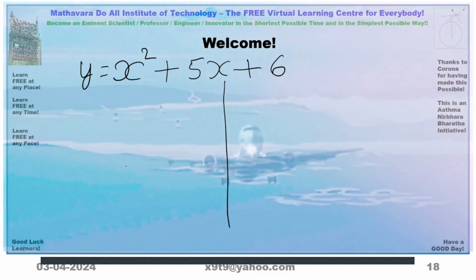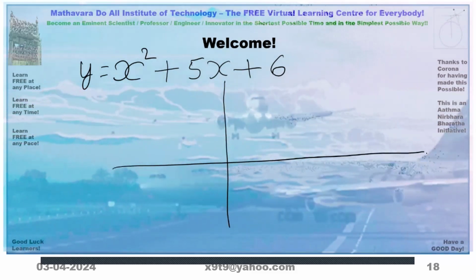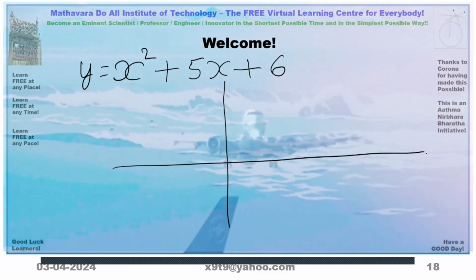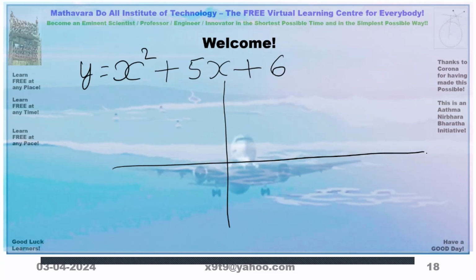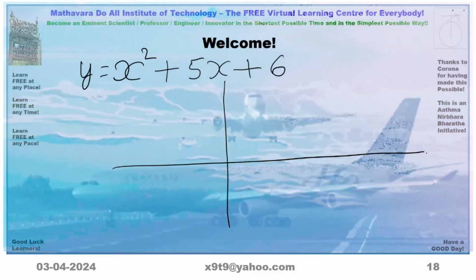Why are we doing graphing? Are we doing graphing, Manny? You want to learn how to graph this or solve this problem? Solve. First learn how to solve.